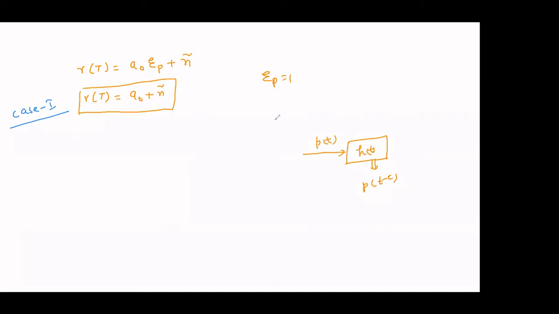Sir, suppose we are using a filter whose response is p(tau minus t), then what type of problem are we facing?